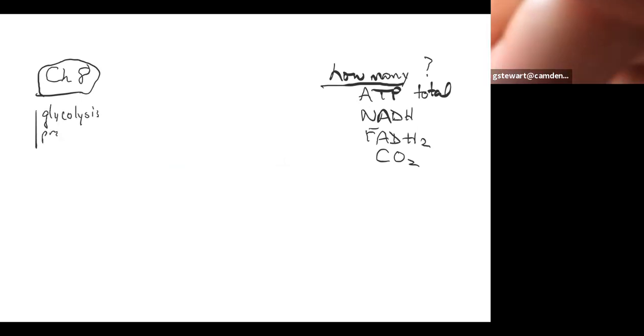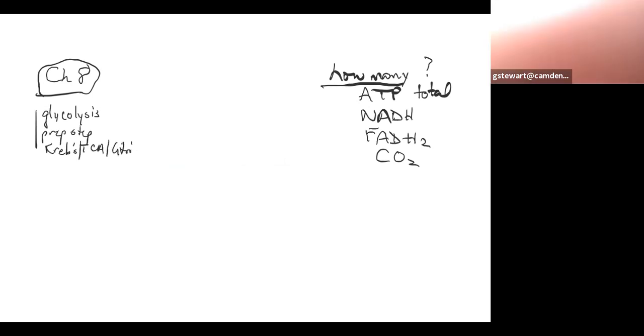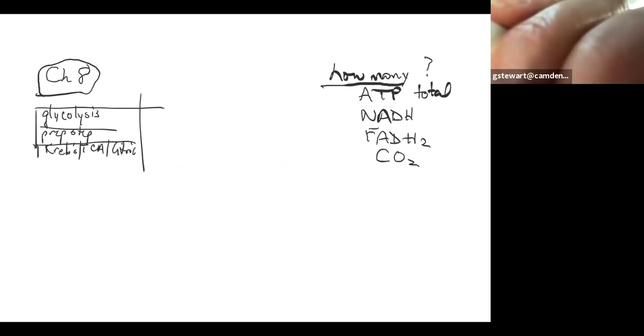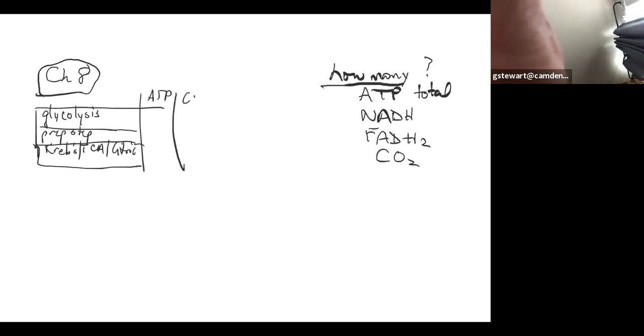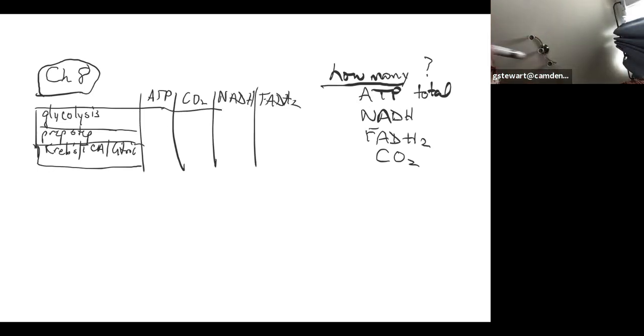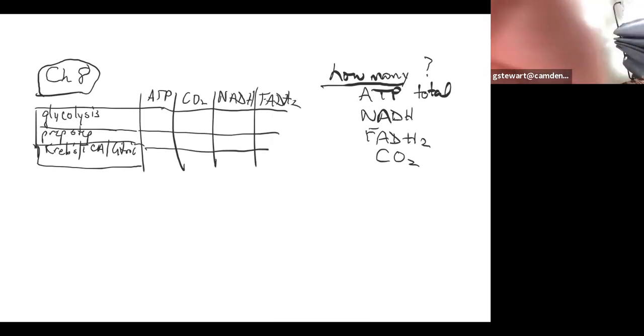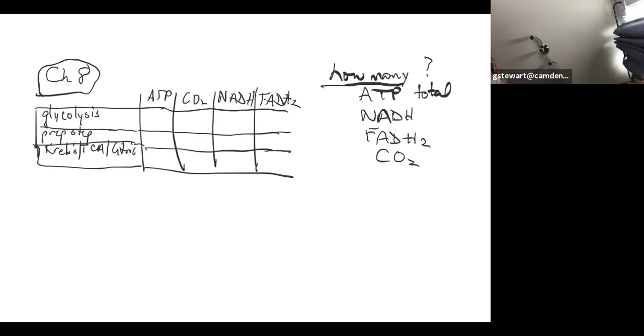glycolysis, the prep step, Krebs, TCA, right, citric. That chart that listed how many ATP, how many carbon dioxide, how many NADH, how many FADH2. And I think I probably suggested that you add columns to that chart about the starting molecule and the ending molecule for each step, and also where in the cell for eukaryotes and prokaryotes, right?